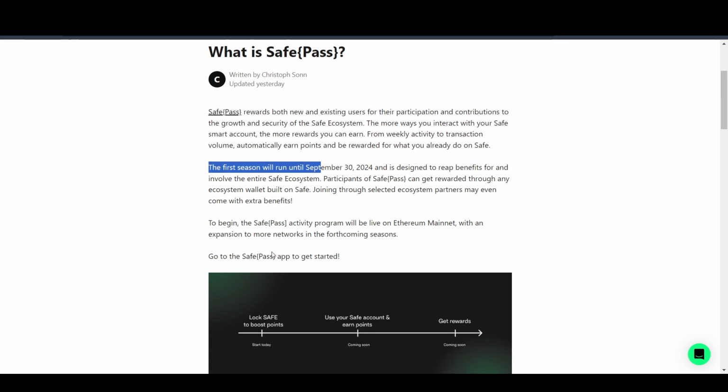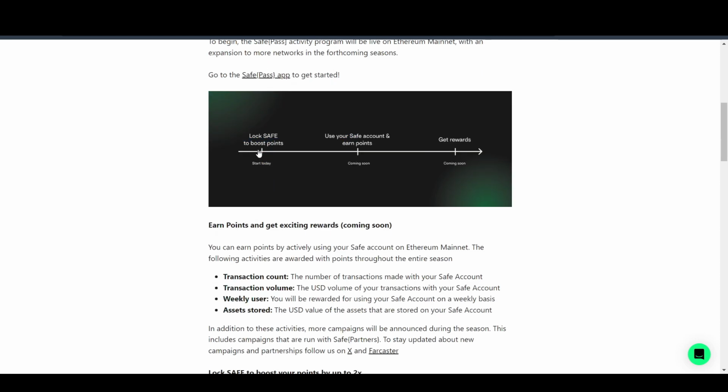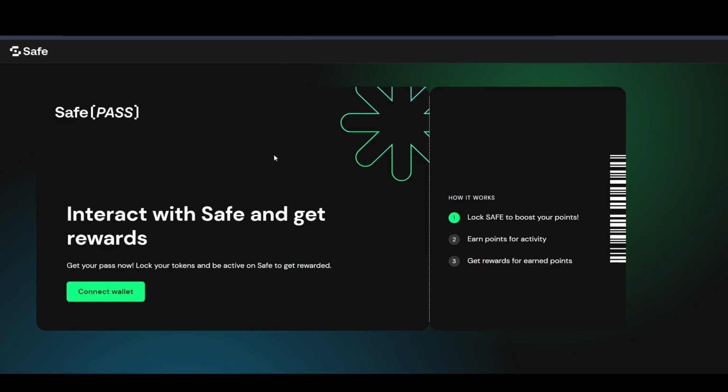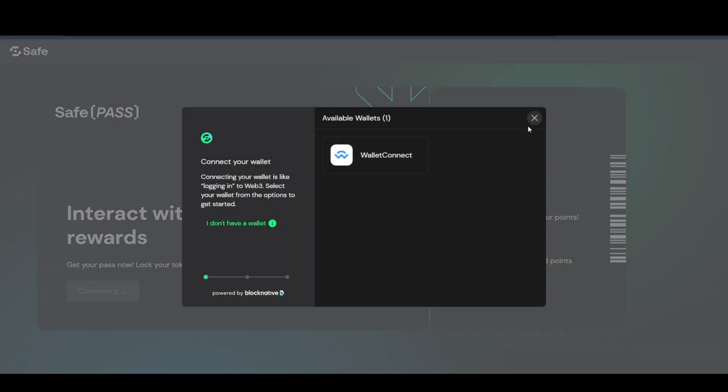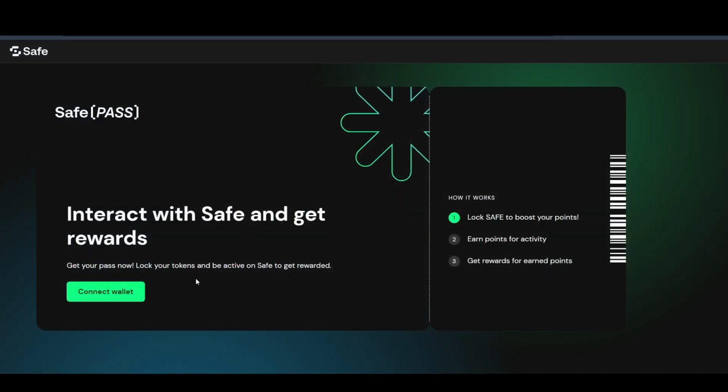So this is a Safe Pass. Let's just hope that it opens up. So this is how it works. Lock Safe to boost points. So the Safe coin is actually required, and after that use your Safe account and earn points, get rewards. So this is a pretty good utility for Safe coin. The Safe coin is actually required to participate in this Safe Pass, so I think that is pretty good for them. I think that is a pretty good utility for the Safe.